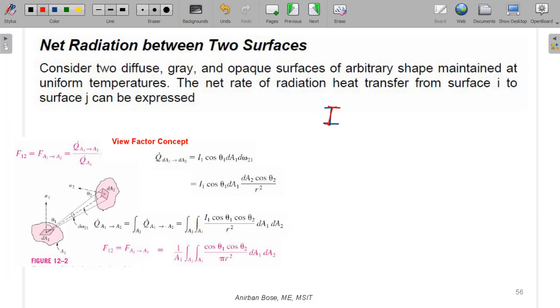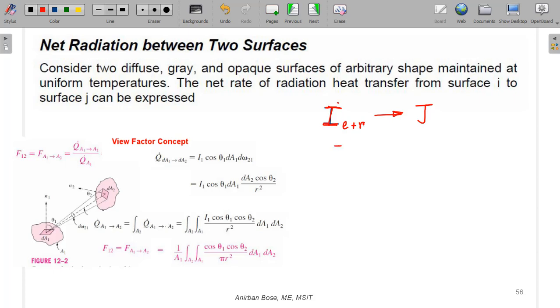In this expression, as you have seen, we have considered this I as the black body intensity. But if it is not a black body, remember this I consists of two parts: one is emission, another one is reflection. If you do this integration over the whole hemisphere, this quantity will produce nothing but the radiosity, because radiosity corresponds to both emission and reflection.